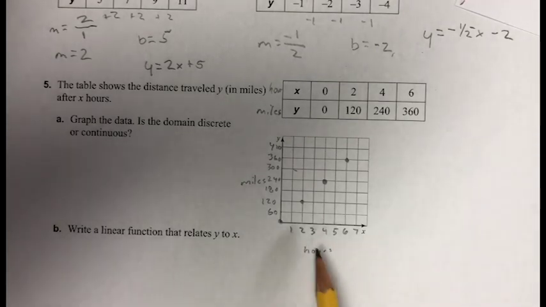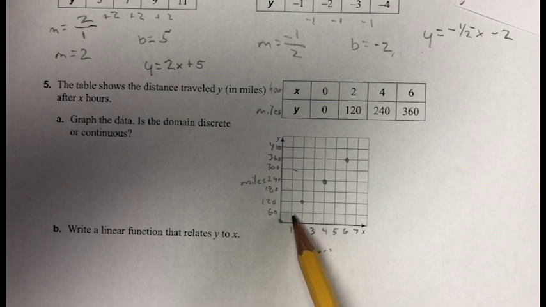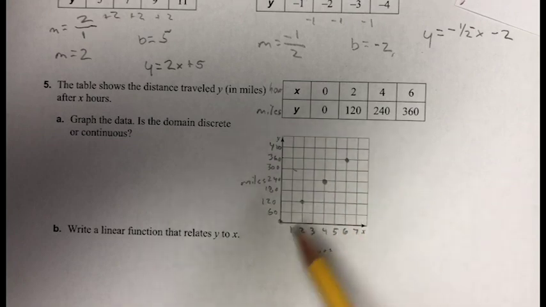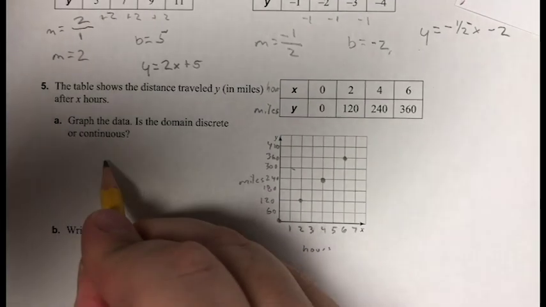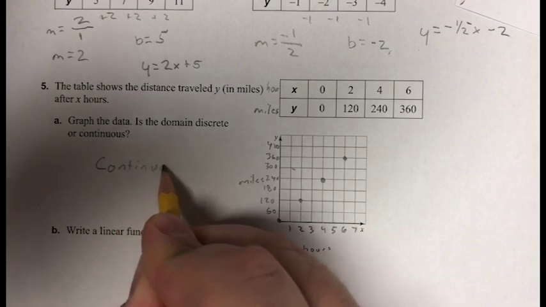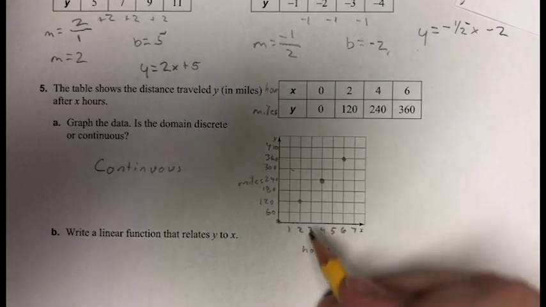Well, think about it. My domain happens to be hours. Can I drive a vehicle for only 1 hour? Yes, I can. Can I drive it for 2.5 hours? Yes, I can. Can I drive it for 5.5 hours? Yes. And because I can break hours up into smaller increments, this is actually going to be a continuous domain. And if we want, we can draw ourselves a straight line.